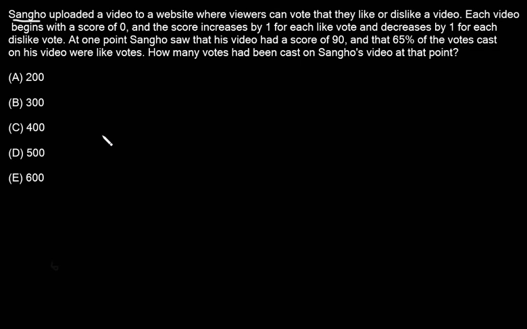Uploaded a video to a website where viewers can vote that they like or dislike a video. Each video begins with a score of 0 and the score increases by 1 for each like vote and decreases by 1 for each dislike vote. At one point, Sangho saw that his video had a score of 90 and that 65% of the votes cast on his video were likes. How many votes had been cast on Sangho's video at that point?